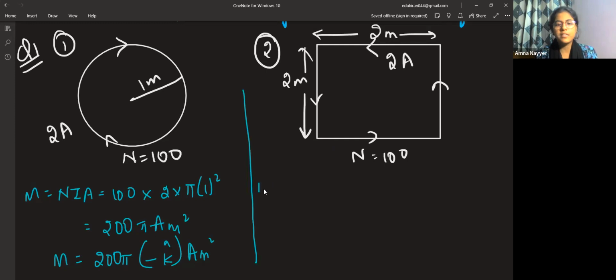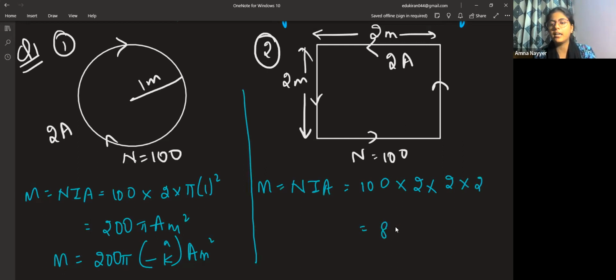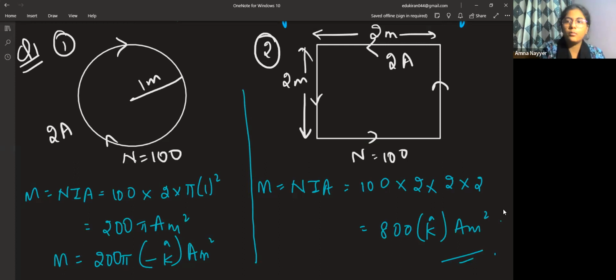Secondly, this is a square which is given, same thing, M is equal to NIA. This is simpler than the previous one. 100 into 2 into area, length into breadth. Simply 800. Now this is moving like this, right? So this is the direction. Curl it. Thumb is pointing outwards, away from the screen. So this becomes K cap, ampere meter square. This was what I wanted to discuss. Then we'll start with torque. Write it down first.